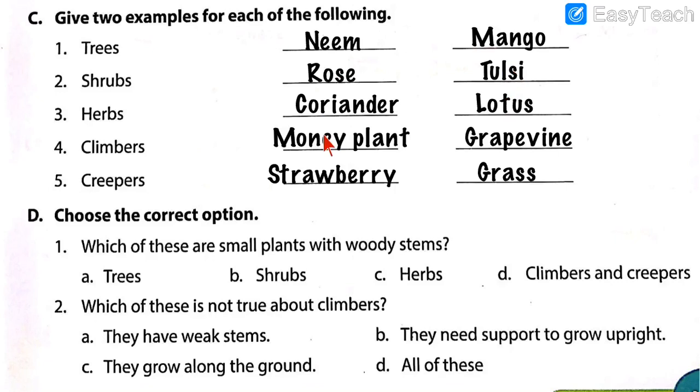So 2 examples questions we have solved. Which are they? Trees, the two types of trees, neem and mango. The two types of shrubs, rose and tulsi. Two types of herbs, coriander and lotus. Two types of climbers, money plant and grapevine. Two types of creepers, strawberry and grass.